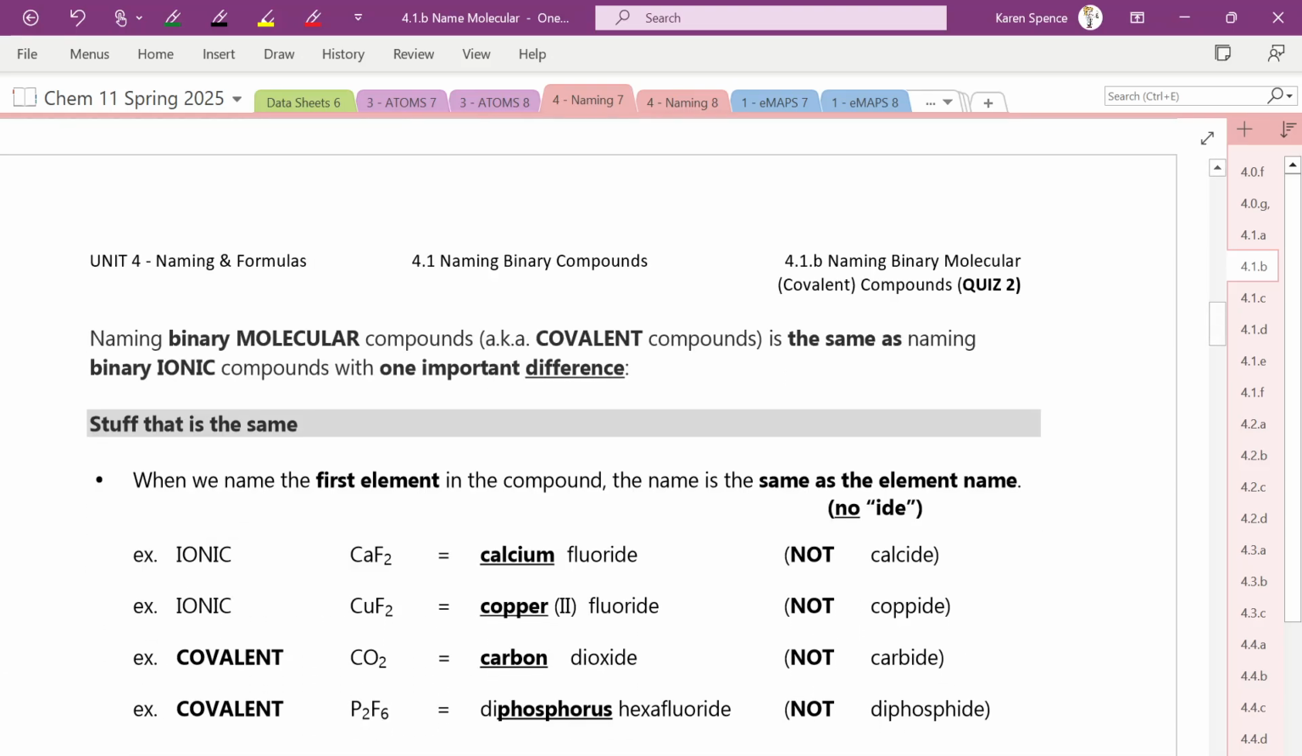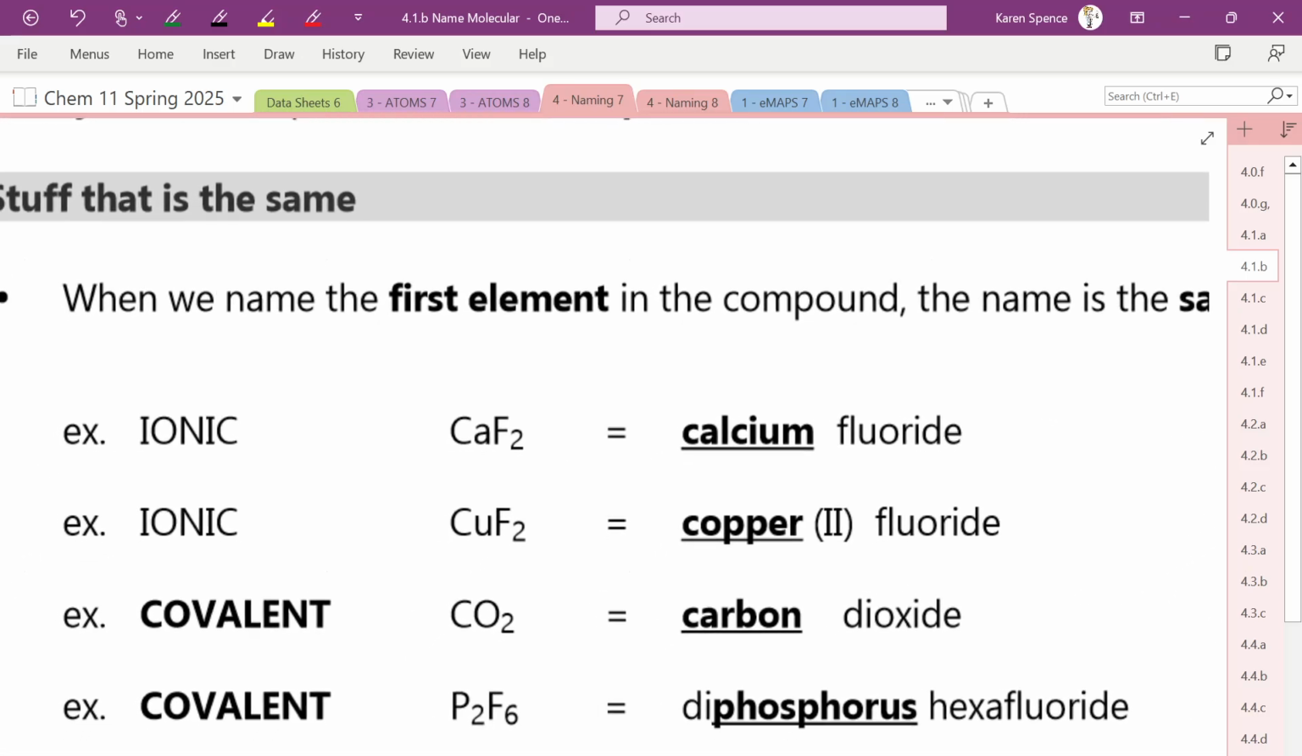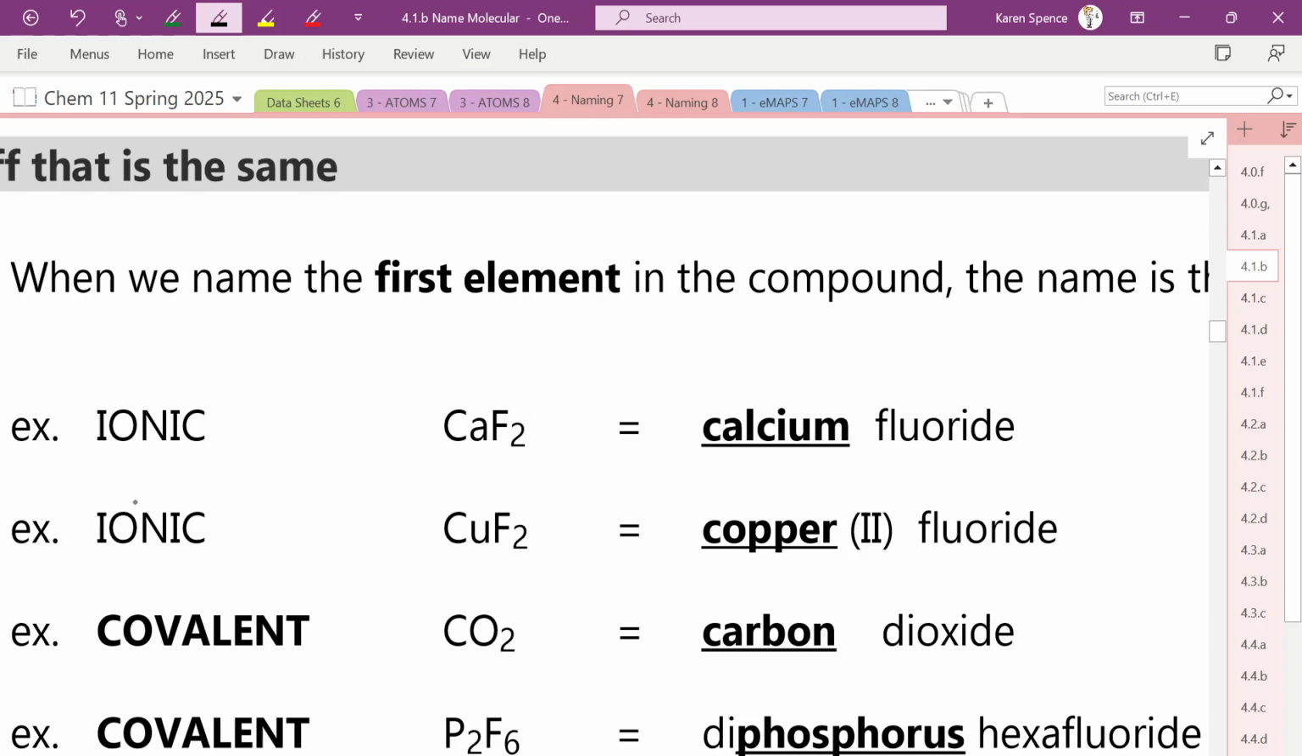So, super similar to ionic compounds. Remember, if we have an ionic compound, we name the first element: calcium. F is fluorine, but we change it to fluoride. In an ionic compound, we name our first element. This one is copper. Copper is in the red zone, so it needs a Roman numeral. I'll show you how to find those later. For now, I'll just tell you that's a Roman numeral 2. Copper 2, fluoride.